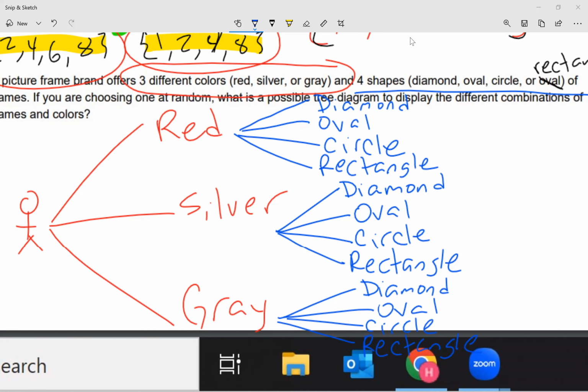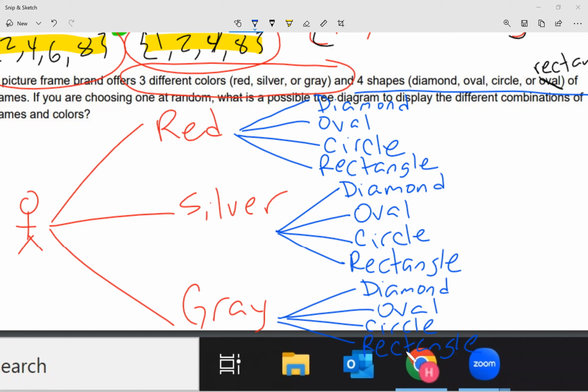Okay, so everything is there. Now, how many possible choices do I have? I have three different colors and I have four different shapes. Now, how many possible frames can I create? I'm going to say 12. One of them could be a red diamond, red oval, red circle, red rectangle, a silver diamond, a silver oval, silver circle, silver rectangle, gray diamond, gray oval, gray circle, gray rectangle. Notice I have 12 different choices. That's pretty much it. That's how we do the tree diagram.